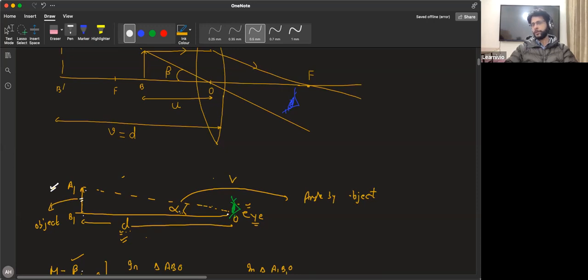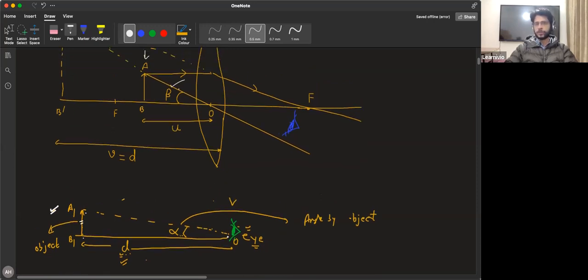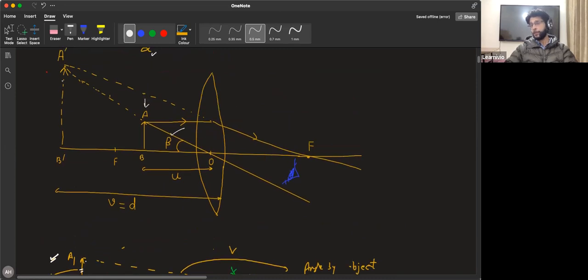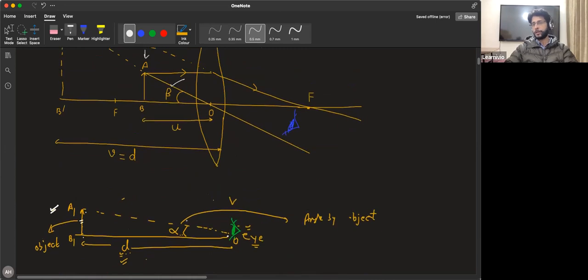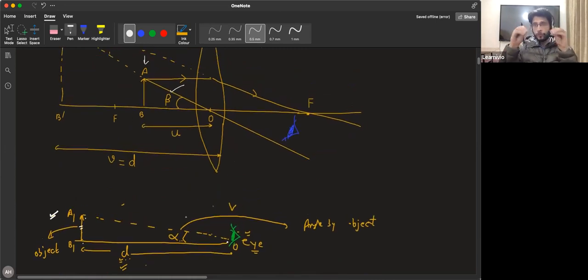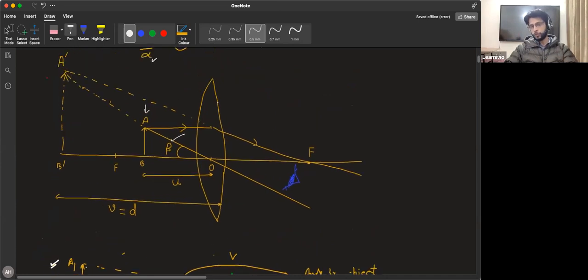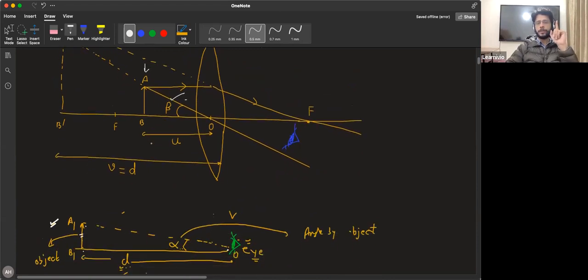This angle is alpha. So magnification is the ratio of this angle beta, which is the angle subtended by the image, and this angle alpha, which is the angle subtended by the object on the eye. I'm repeating again: when we calculate alpha, we remove the lens. But when we take beta, then we use the lens and take the angle subtended by the image on the lens. Is this ray diagram clear for everyone?